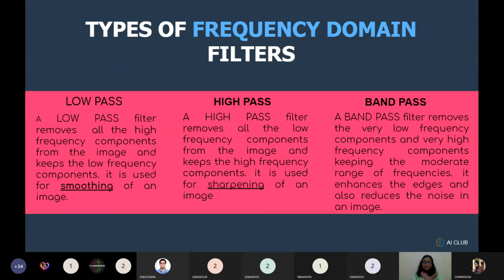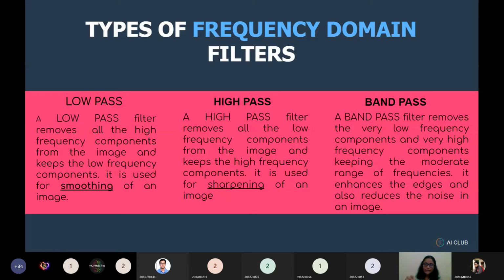Okay, so frequency domain filters are divided into three types: low pass, high pass, and band pass. Again, it's very simple. Just follow with me. Low pass frequency domain filter. In a low pass frequency domain filter, just as the name suggests, you are going to keep the low frequency component and omit the high frequency component. In low pass, we are going to only deal with the low frequency component of the image.